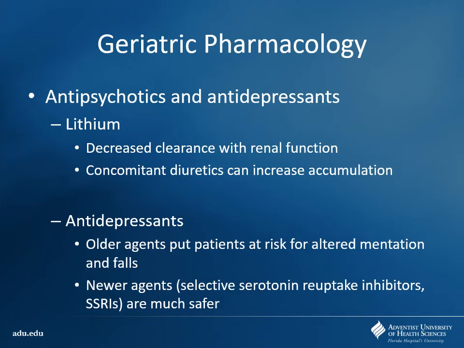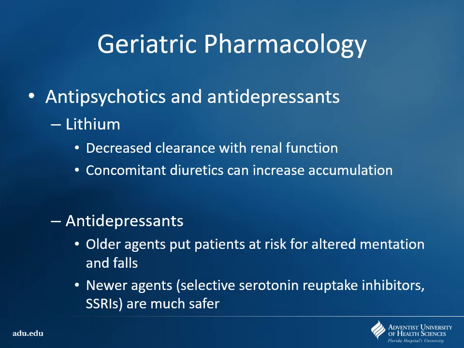If I throw an NSAID on board, and remember we said with NSAIDs, you can cause a transient decrease in renal function due to causing that afferent arteriole to close up. You can see lithium levels start to rise. And so the patient is going to have these CNS manifestations. Is it because they're having dementia, or is it because their lithium levels are higher than they should be? These are questions you have to ask.